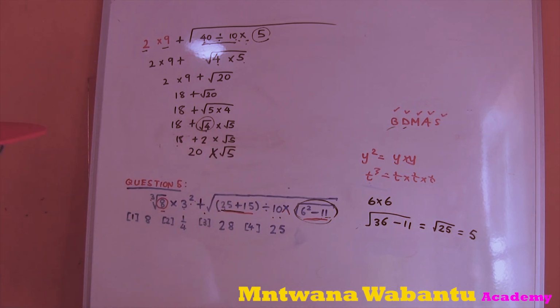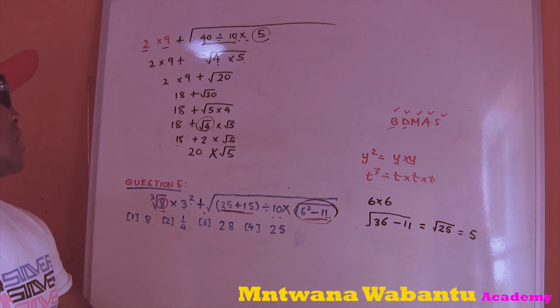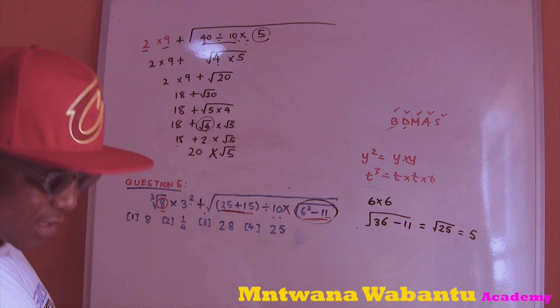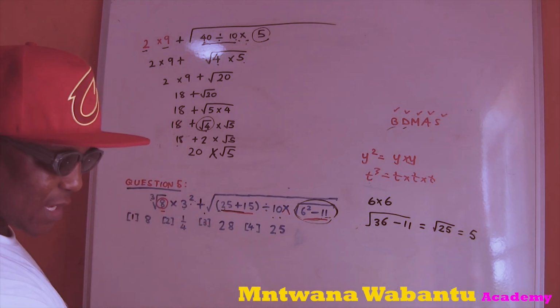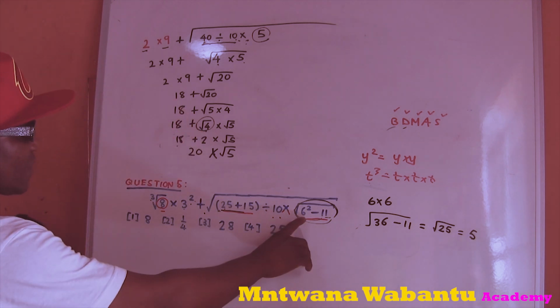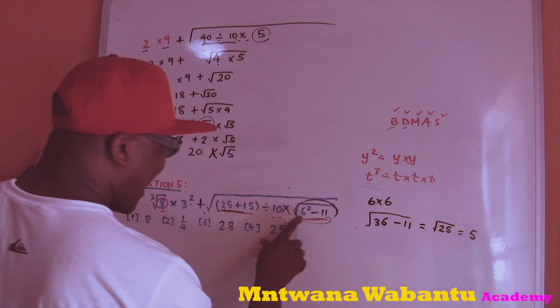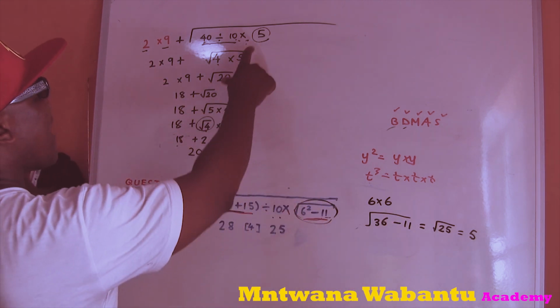Oh, so 20 times square root of 5, there is no option. Where did I make the mistake? Okay, one more time, okay? You walk with me. We want to see where we made the mistake. So now let's get started. So 6 squared, 36, minus 11, 25, square root of 25 equal to 5. Yes, it's 5. And then I remove this. I wrote 5, yes, it's 5.